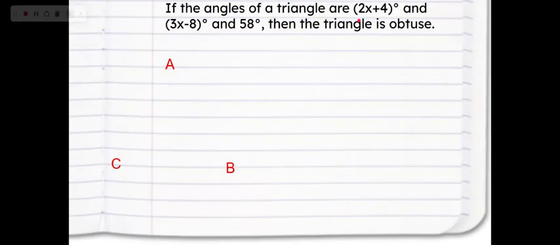If the angles of a triangle are 2x plus 4 and 3x minus 8 and 58, then the triangle is obtuse. Okay, this one's a little harder because I don't just have the numbers. So I don't know, I'm just drawing a triangle because I want a picture. I don't know if it's obtuse or acute.